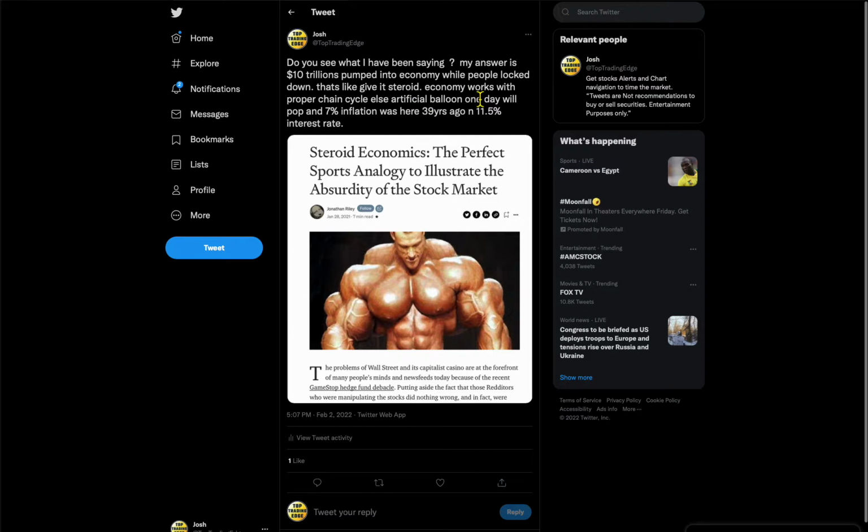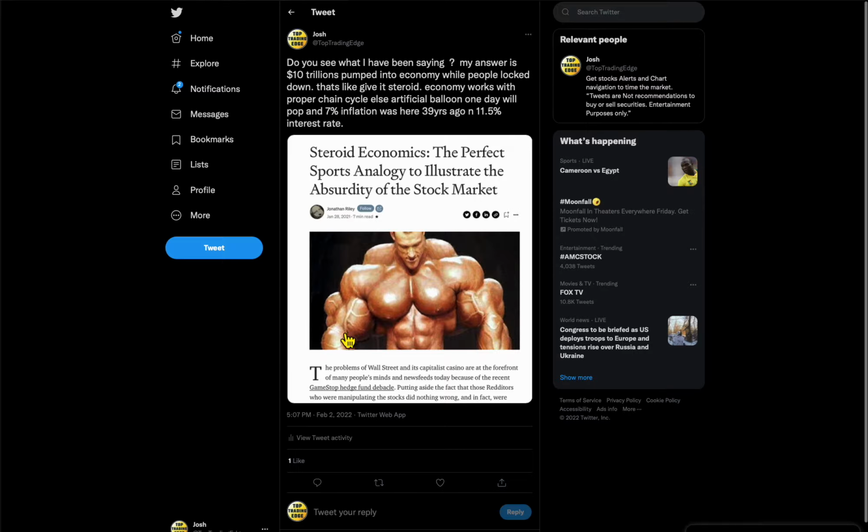So the economy works with the proper chain cycle, which means everything. The Fed prints the money, it goes to the bank. You go and take a loan from the bank. You go and buy a house. In any industry, every industry goes and takes a loan from the bank, and then they pay their employees, who go to Home Depot or Costco and buy their materials, and then they make money. It's a chain cycle, so we need to have that kind of cycle.